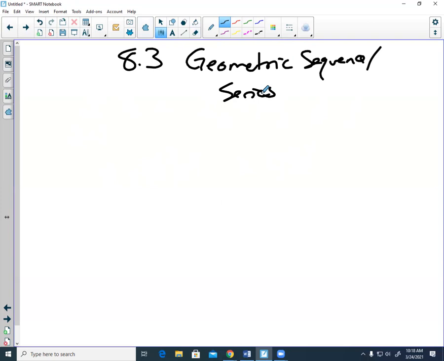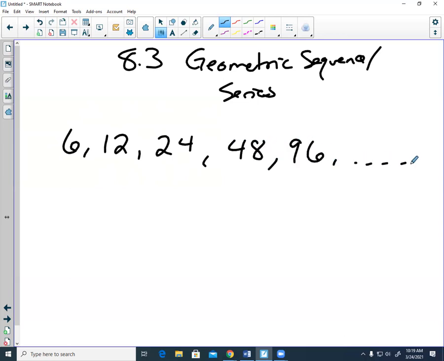Okay. All right, so 8.3 is about the geometric sequences and series. Now I'm going to show you two patterns of things that could show up to be geometric. Okay, so let's say that we have something like 6, 12, 24, 48, 96, and so on. So if we have something that looks like this, now you have to start thinking.